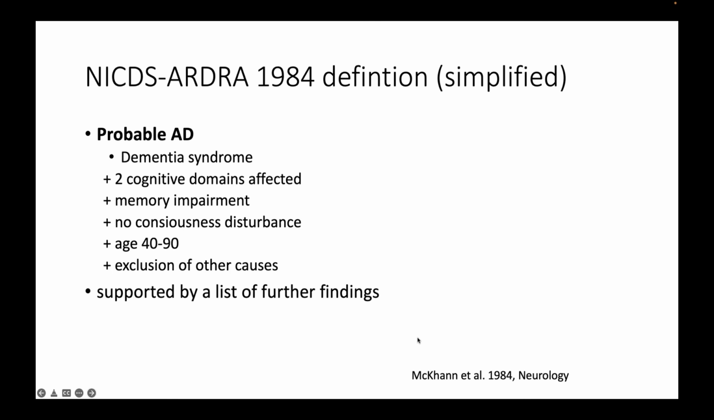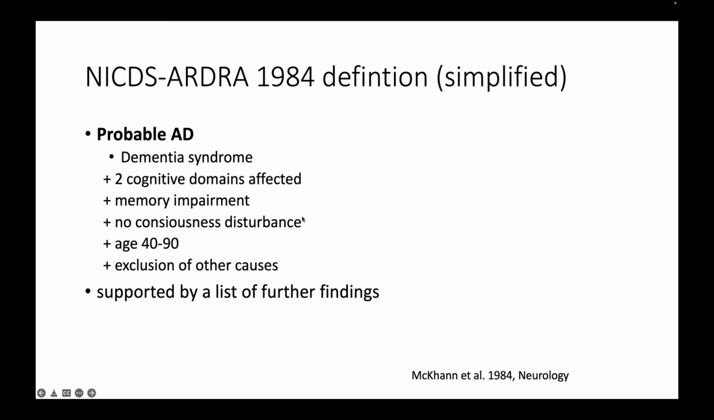And how can we do this detection? This is also a big controversy, because the current definition of Alzheimer's disease is still a definition from 1984, which is simplified exactly this. So there is a definition for probable Alzheimer's disease, which contains just a dementia syndrome, so cognitive impairments that impact activities of daily living. And in addition, two cognitive domains have to be affected.